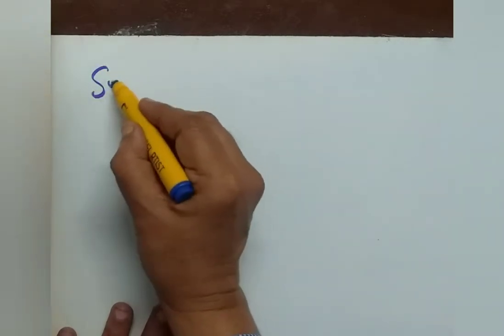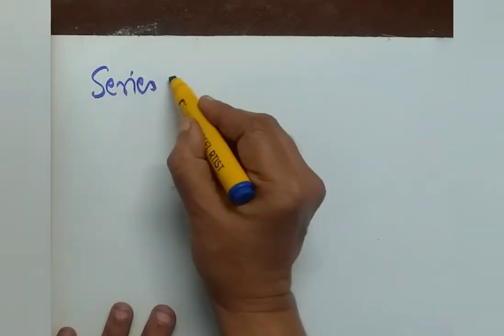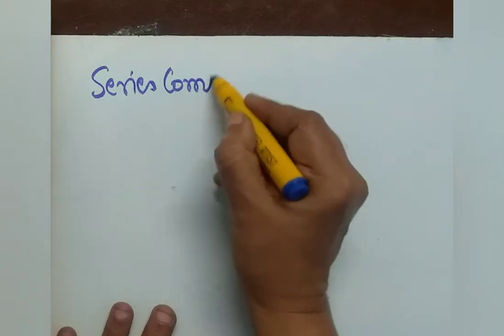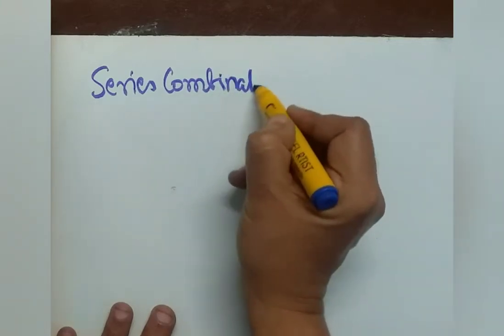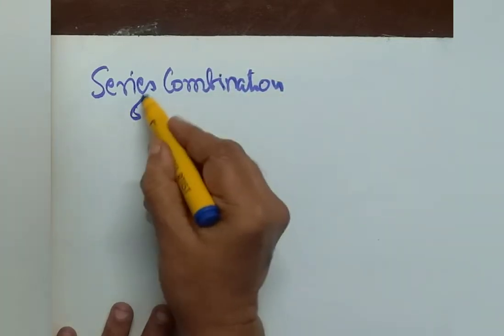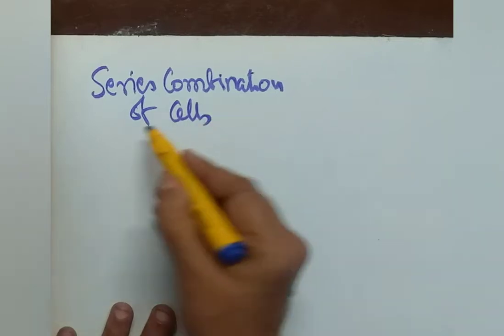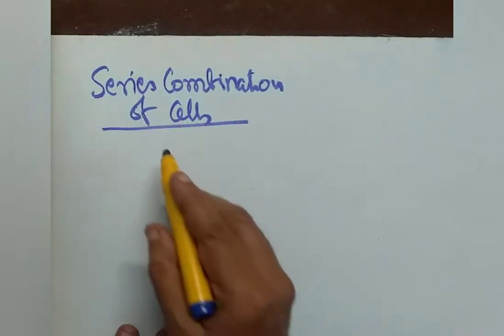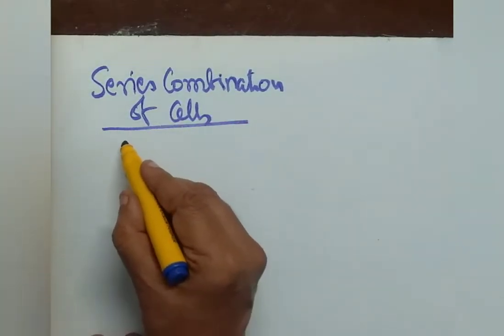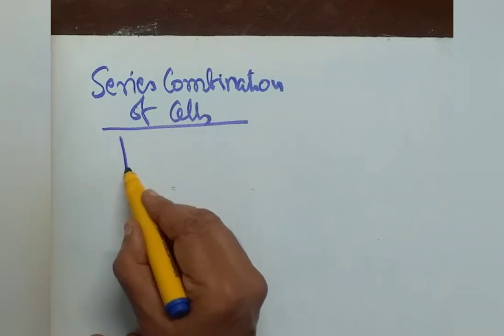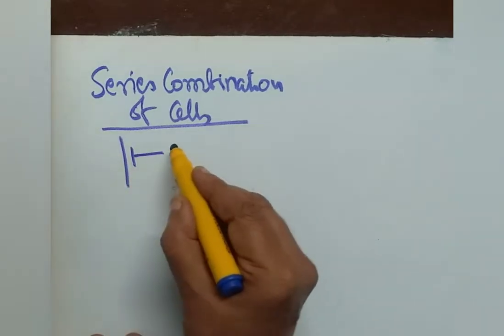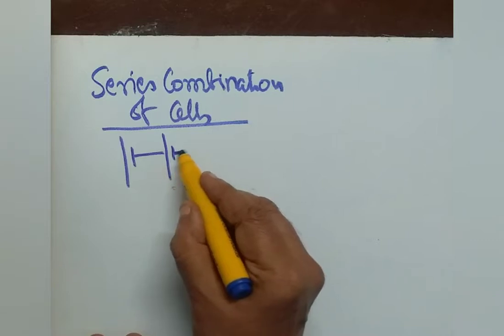We start learning series combination of cells. So what do you mean by series combination? It is connecting the negative terminal of one cell to the positive terminal of the other cell.